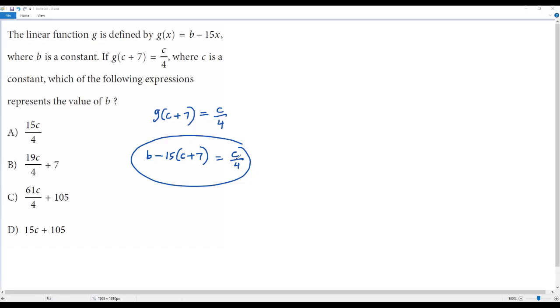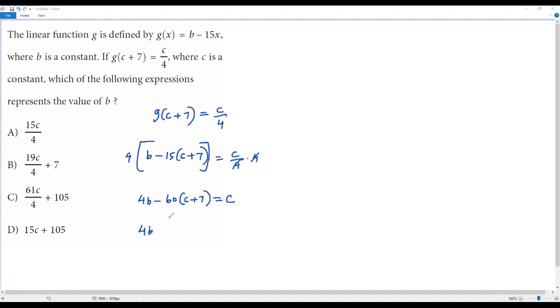Okay, now in this equation, we have to solve for b. First, let me get rid of the denominator 4 over here. For that, we have to multiply both sides of the equation by 4. Then this 4 will cancel out. We can distribute this 4 to this b and this one. Then I'm getting 4b minus 4 times 15, which is 60, that is 60 times c plus 7 equals c.